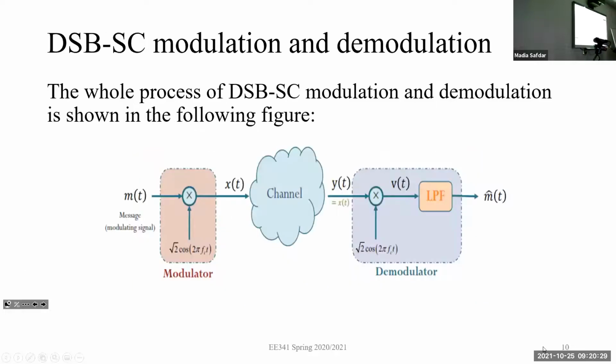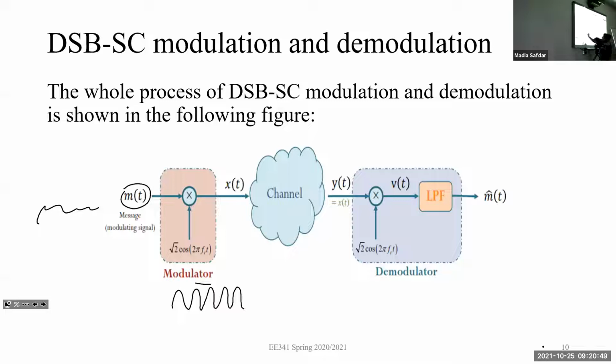Okay. So what happens in double sideband suppressed carrier modulation? Your message signal is this, m of t, right? Then you will multiply it with the carrier. I just told you. For example, this is my message signal like this. Then this is my carrier.